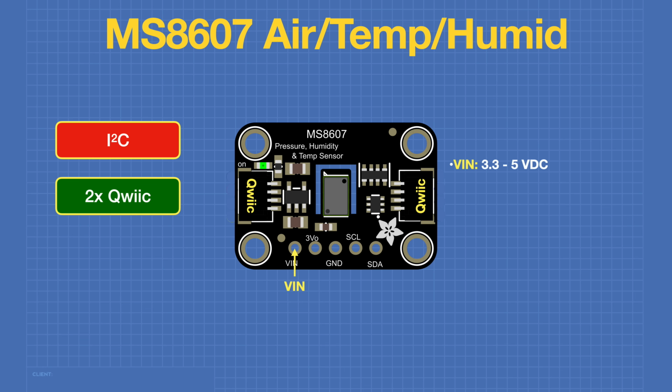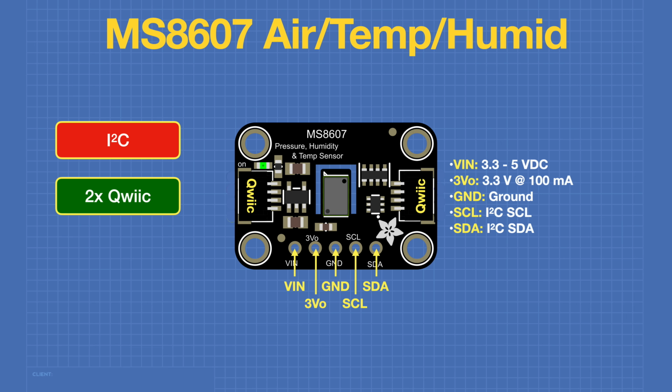V-in is the power input. Although this is a 3-volt sensor, as all of our sensors are, Adafruit has onboard regulation, so you can use this with anywhere from 3.3 to 5 volts DC. 3VO is an output from that onboard regulator, and it can provide 3.3 volts at 100 milliamps. GND is of course the ground, SCL is the I2C clock line, and SDA is the I2C data line.